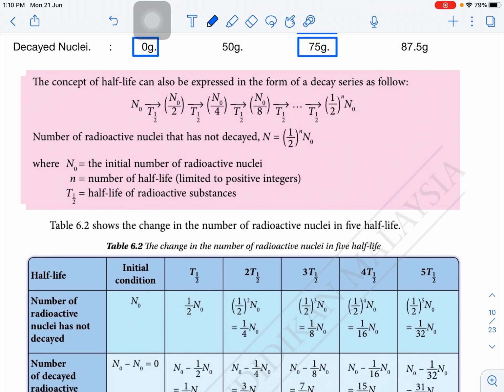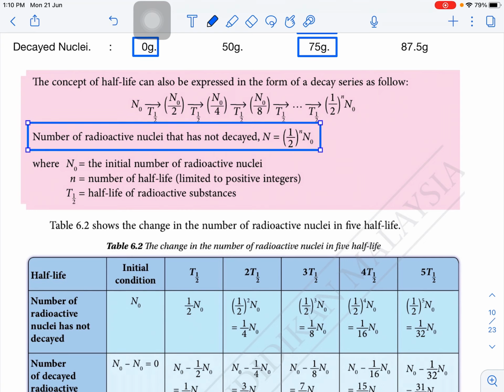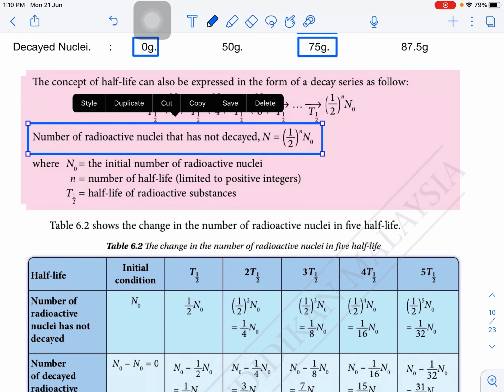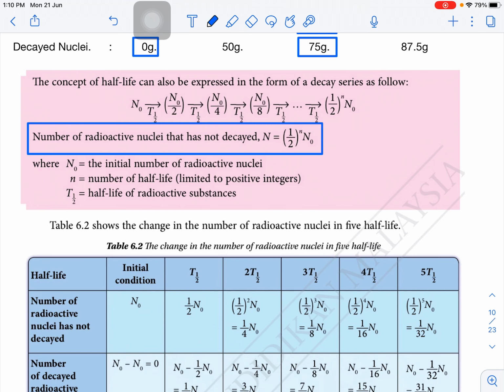So we can write a simple equation for the number of radioactive nuclei that has not decayed. How to calculate? We use the equation N equals half to the power of n times N0. What is N0? N0 is the initial number of radioactive nuclei. What is n? n is the number of half-lives, and it must be a positive integer. It cannot be a decimal number. And T half is the half-life of the radioactive emission.